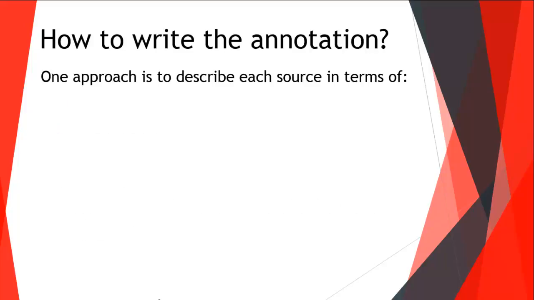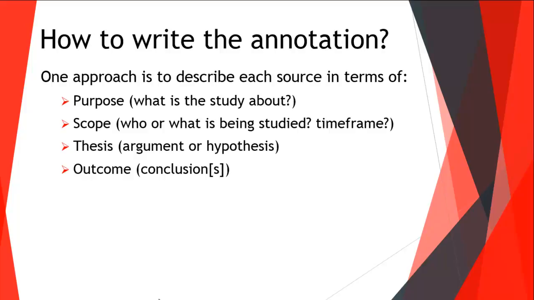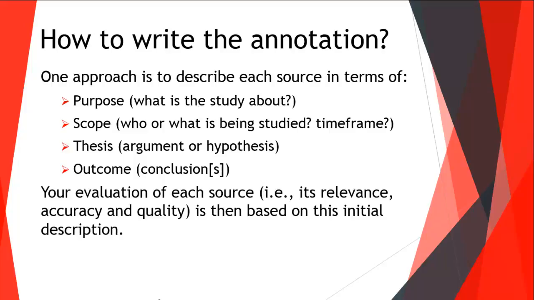There are different approaches to writing annotations, but one is to describe each source in terms of the following criteria: purpose, scope, thesis, and outcome. Your evaluation of each source, that is its relevance, accuracy, and quality, is then based on this initial description.